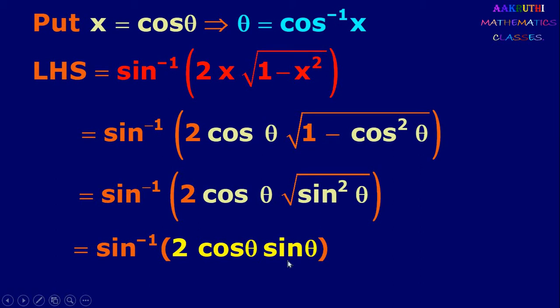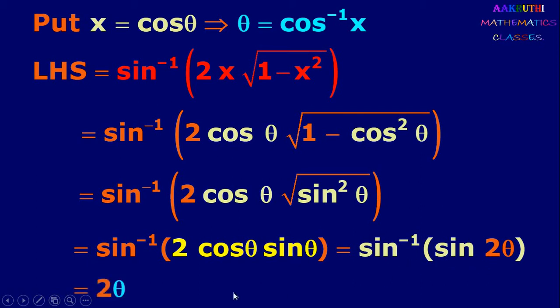2 cos theta sin theta or 2 sin theta cos theta both are same, it is sin 2 theta. We get sin inverse sin 2 theta. Now here sin inverse sin cancel, remaining is 2 theta, substitute theta value, we get 2 into cos inverse x. So it is RHS. Now here substitute x equal to cos theta to prove this.